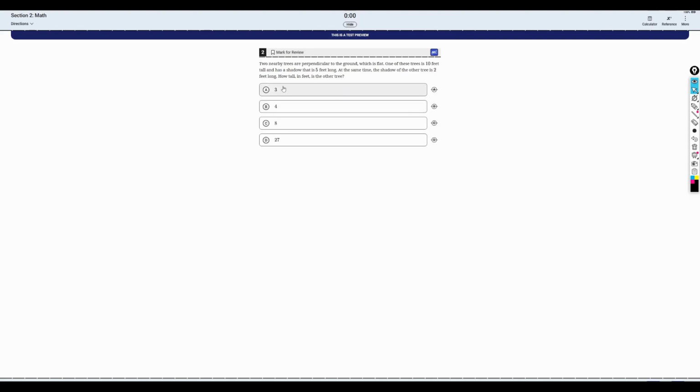Number 2 reads, 2 nearby trees are perpendicular to the ground, which is flat. One of these trees is 10 feet tall and has a shadow that is 5 feet long. At the same time, the shadow of the other tree is 2 feet long. How tall in feet is the other tree? So right away we are told that the trees are perpendicular to the ground, which is flat. So we can draw a right triangle.